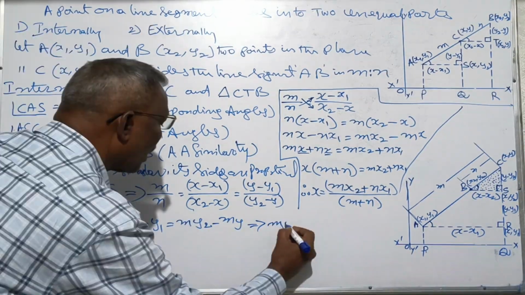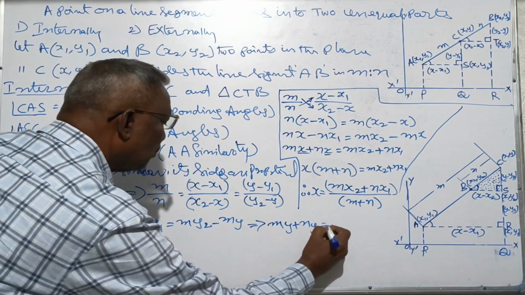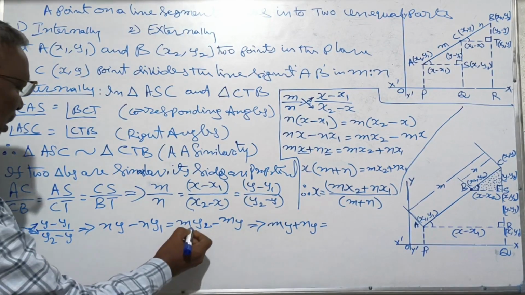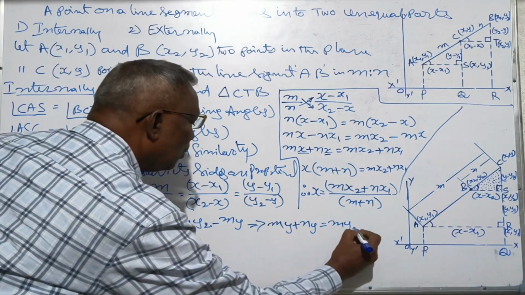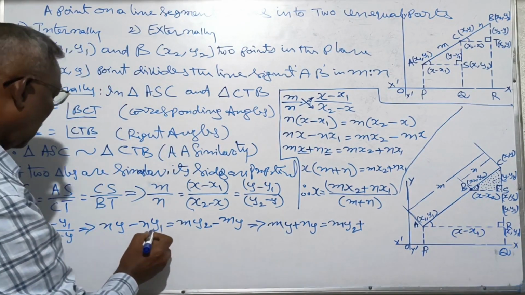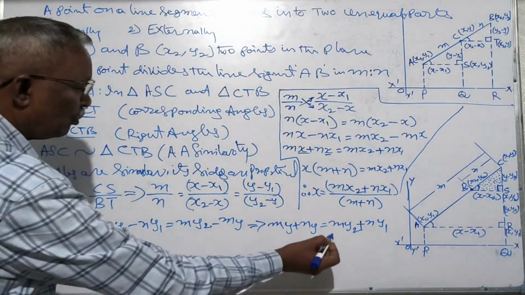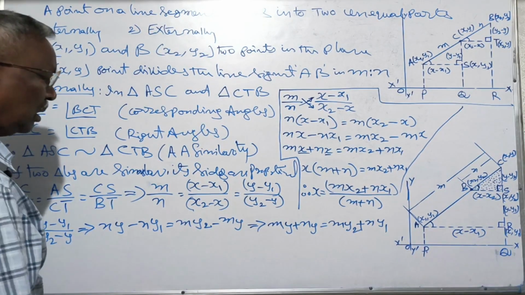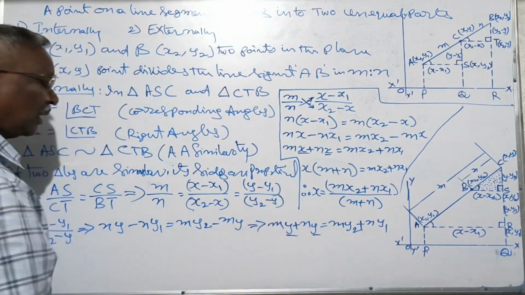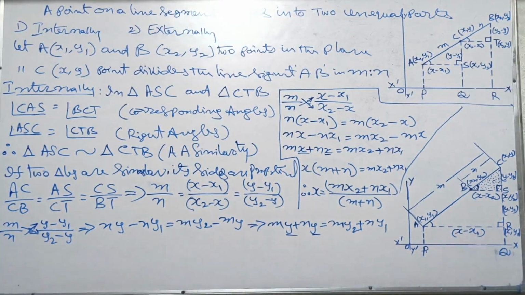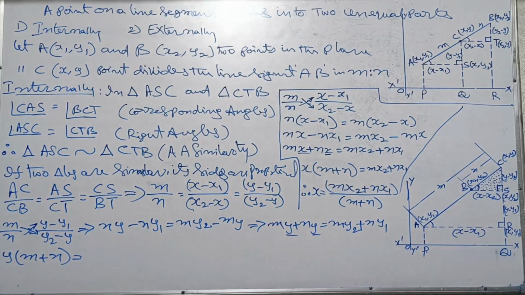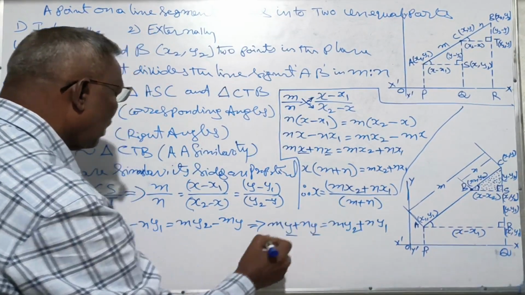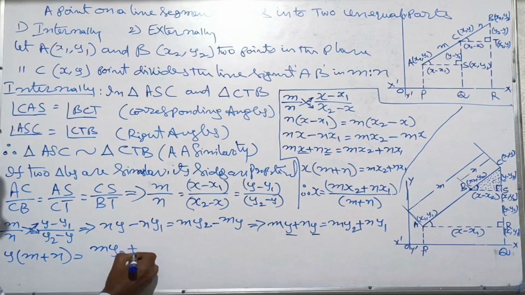MY plus NY is equal to MY2, and here it is minus, we'll go to that side, plus. That is MY2 plus NY1. Here Y is common. That is Y into M plus N is equal to MY2 plus NY1.